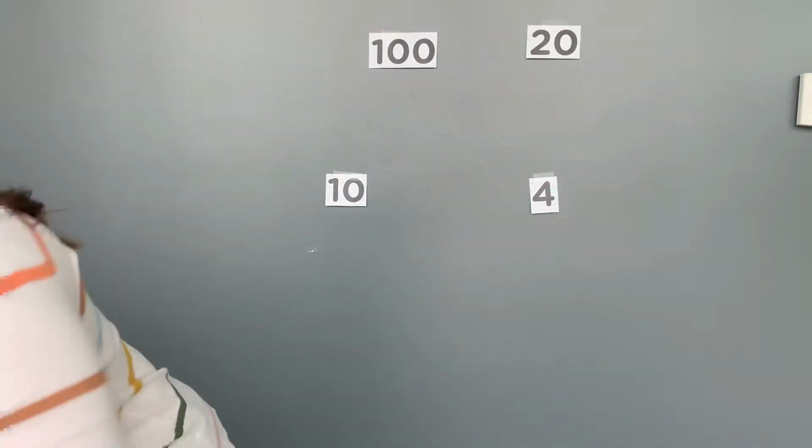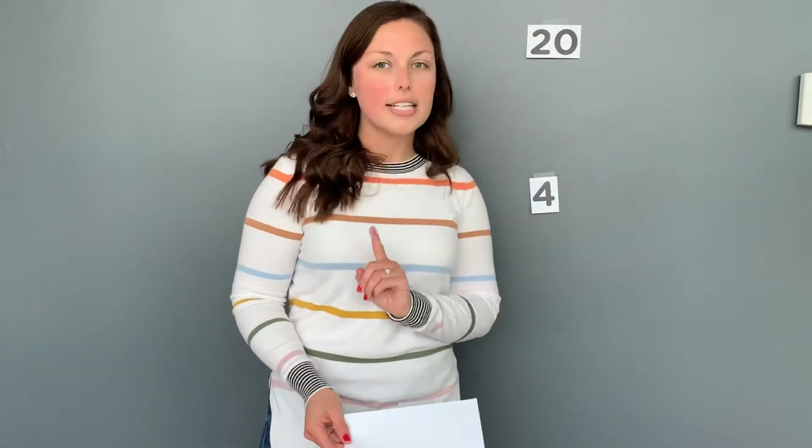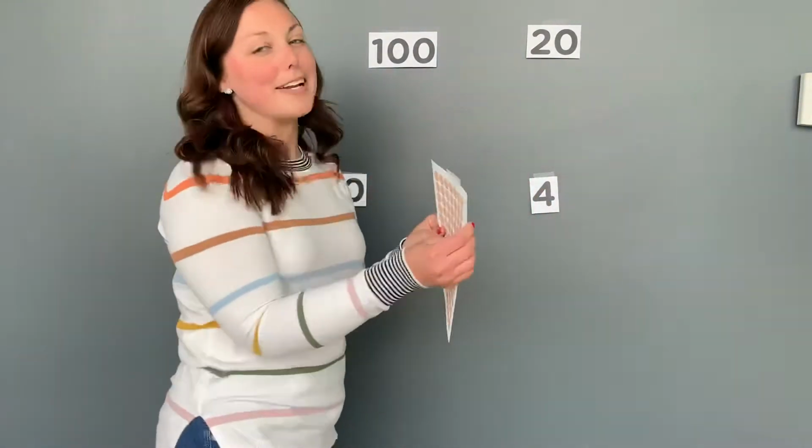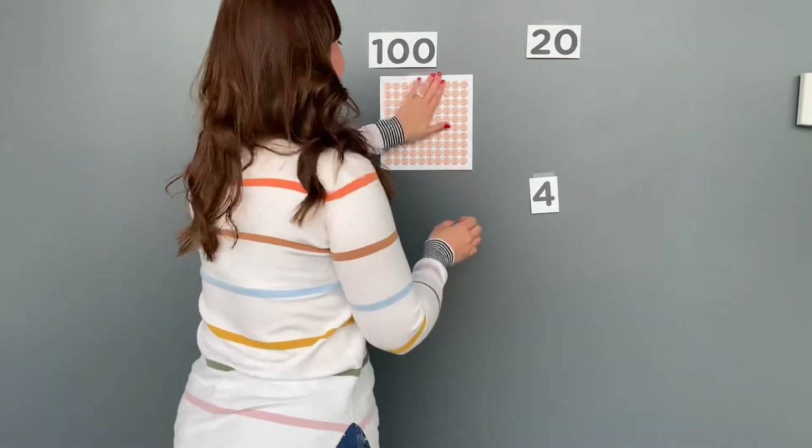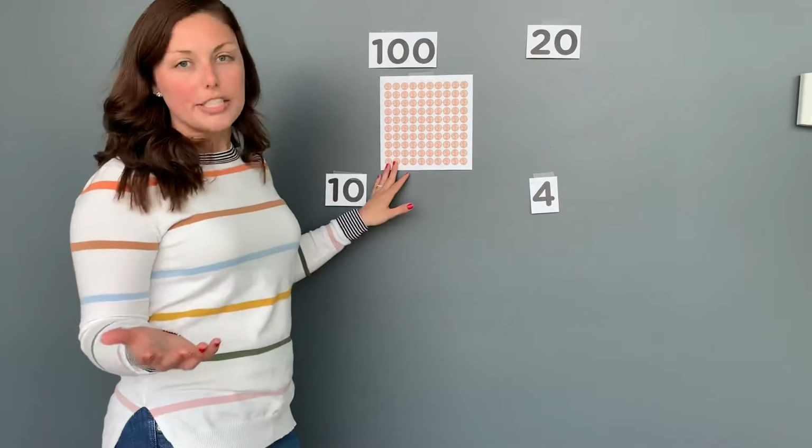So let's get started. Let's first start with the penny. Thinking about how much the penny is worth, 1 cent, how many do I need to get to 100? So if I counted 1 cent 100 times, I would get 100 because it's 1 cent. That was kind of an easy one. But this is exactly what 100 pennies look like.